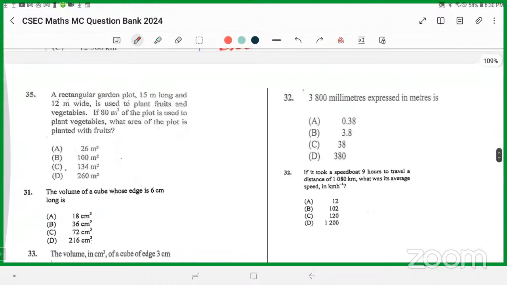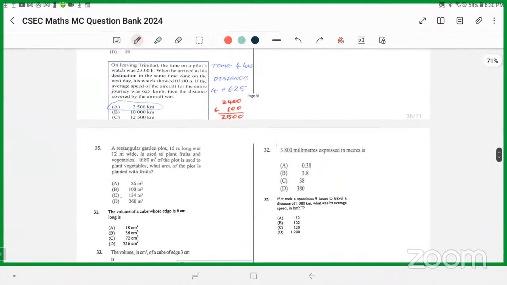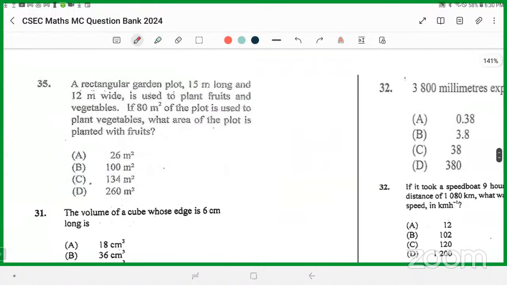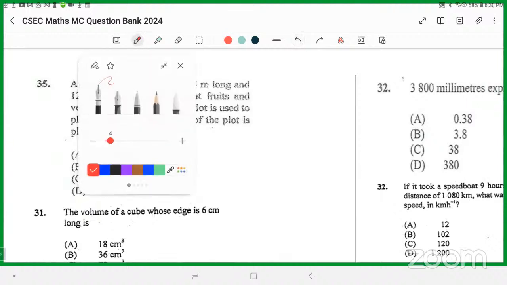Next page. I think you have this page and then this one question over here. We're done. Take a break. This question says, a rectangular garden plot, 50 meters long, 12 meters wide, is used to plant fruits and vegetables. 80 meters squared of the plot is used to plant vegetables. What area is used to plant fruit? So the total area minus 80, that's what you want.